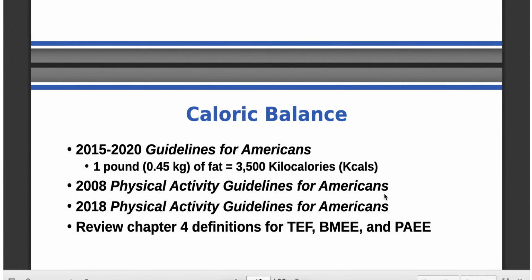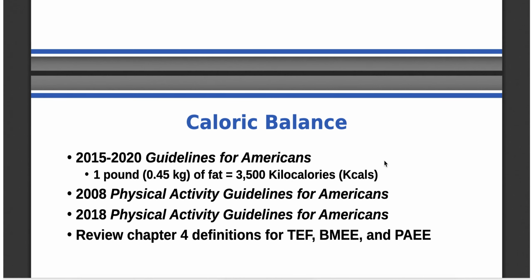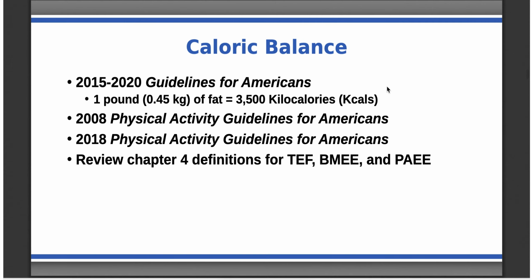So one of the biggest things that is talked about in relation to overweight and obesity is caloric balance. And so there's a lot of different places that try to guide this caloric balance, because there's two different parts of it. There's the intake side of calories, and there's the output, the burning of calories.